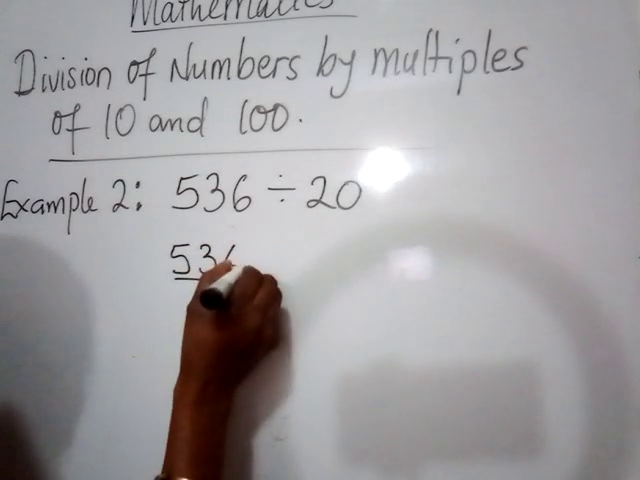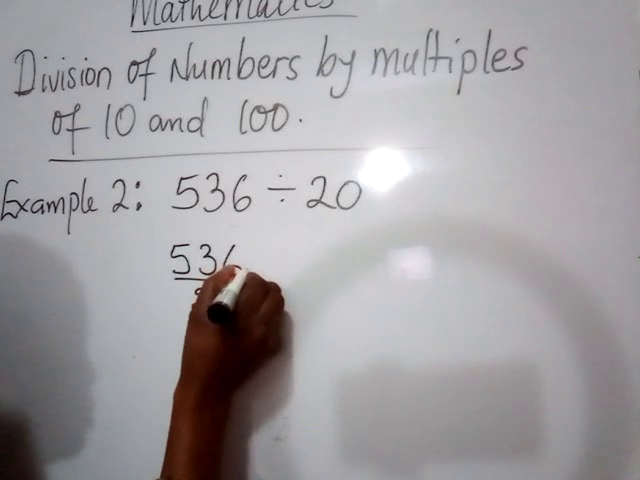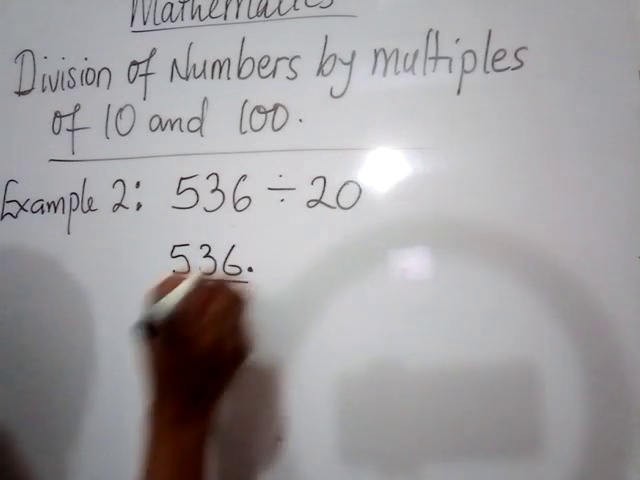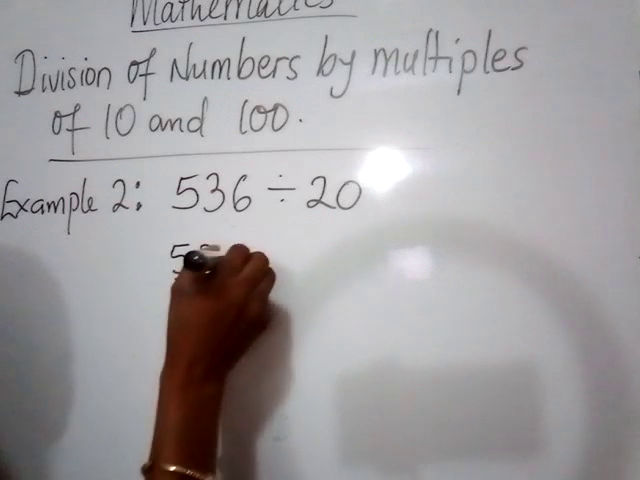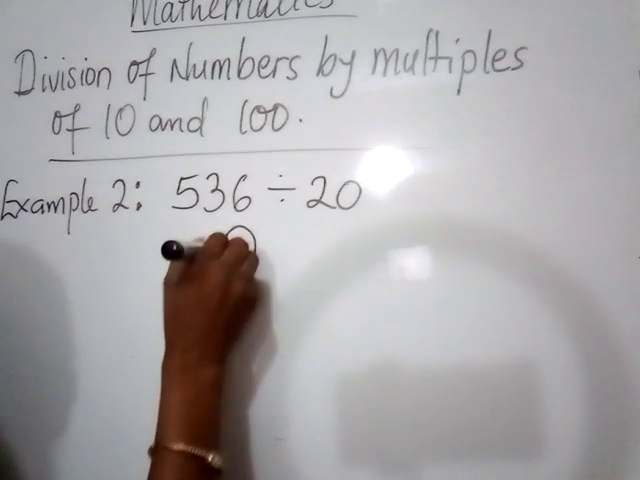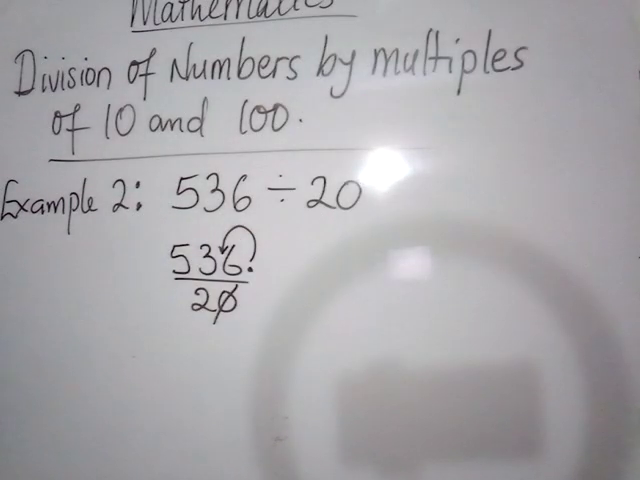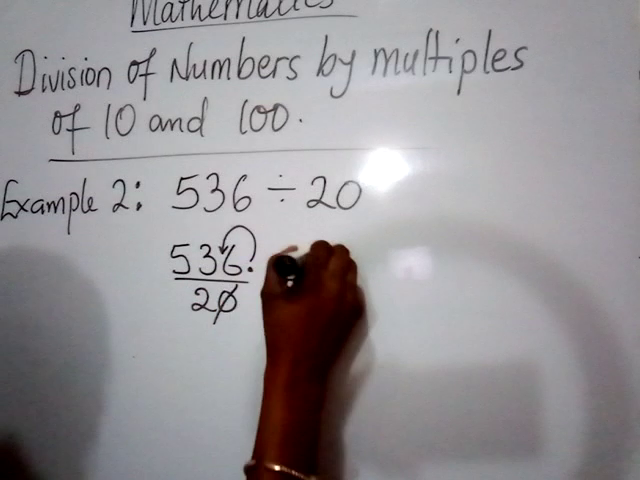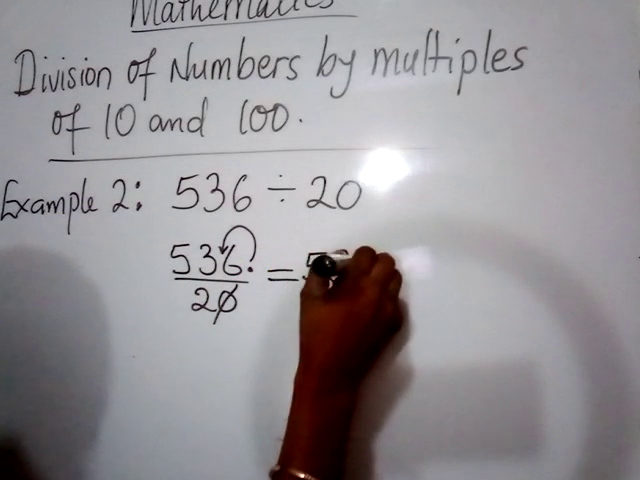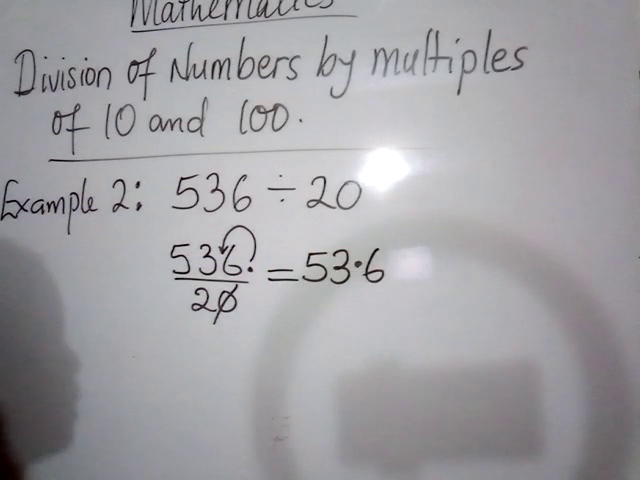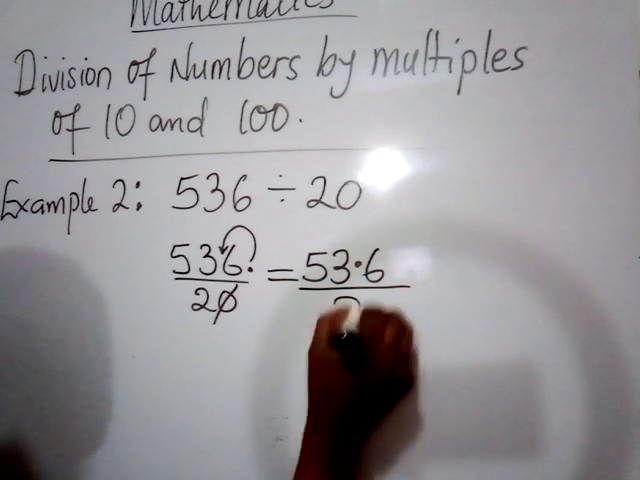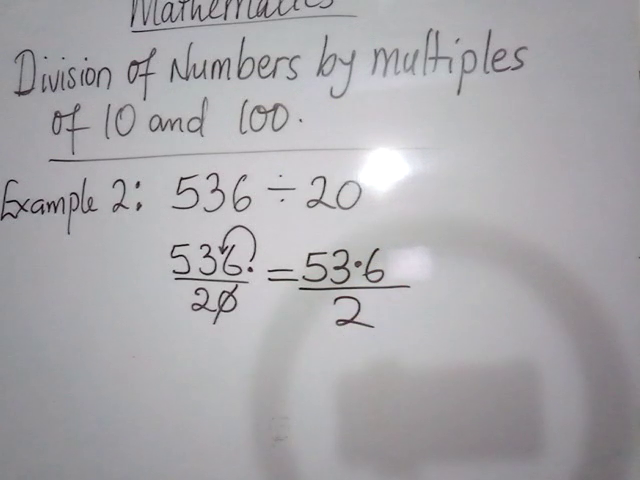And remember what I said about 0. There's an invisible decimal point here. As I cancel this 0, the point moves 1 step towards the left. So the point now lands between 3 and 6, so you have 53.6, and that is over 2 now because the 0 is gone.